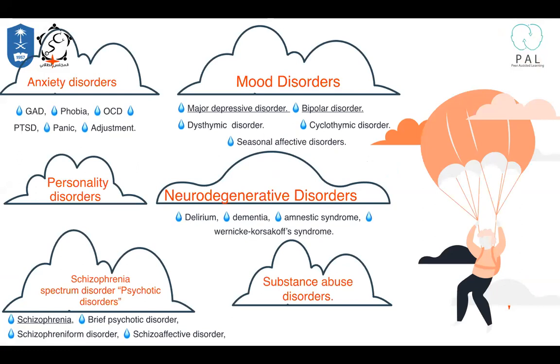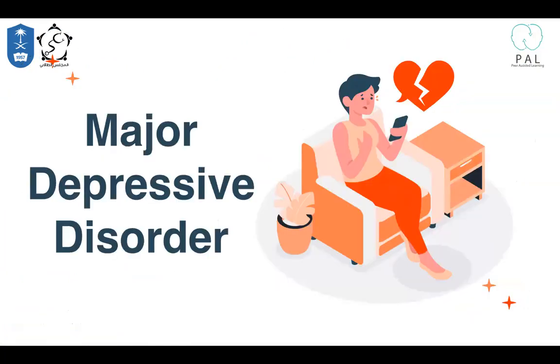Personality disorders, neurodegenerative disorders, delirium, dementia, schizophrenia spectrum disorder or psychotic disorders, and we will talk about schizophrenia in more detail, God willing. And we have substance abuse disorders. Okay, we go to the first disorder, major depressive disorder.